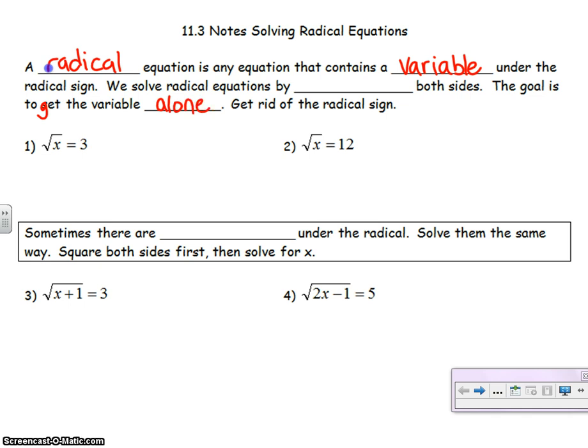And we're going to get radical equations by squaring both sides. And we're going to get rid of the radical sign. Okay, so when we look at number 1, we have the square root of x is equal to 3. So we will square both sides. And 3 squared will be 9, so our solution is going to be x is equal to 9.